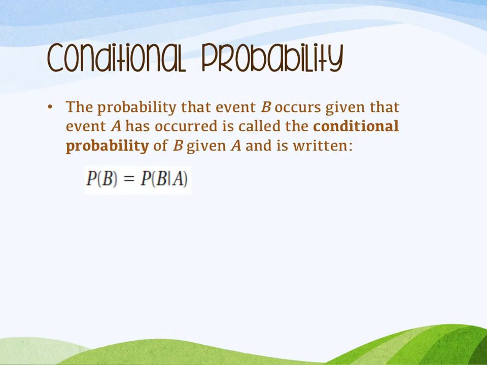All right, conditional probability. So this is what happens when it's dependent. The probability that event B occurs given that A has occurred is called conditional probability. And it's written as probability of B slash A. So this is probability of B given A has already happened.